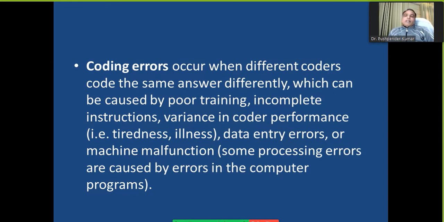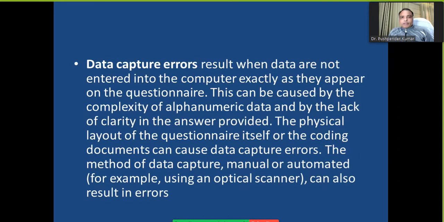Some processing errors are caused by errors in computer programs. So generally when you do it in R programming, you need to carefully write the instructions. Otherwise it will not process, so there may be some processing error. Sometimes you are looking for some answer and something else comes out. This is because of improper coding and the way you write the instructions in R programming.